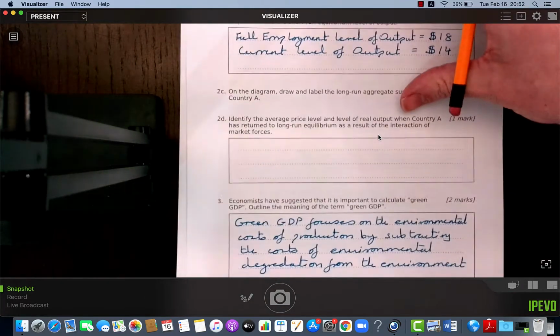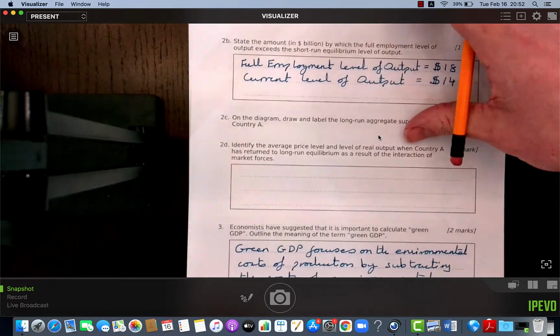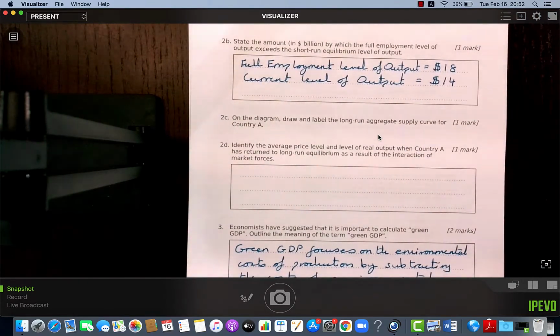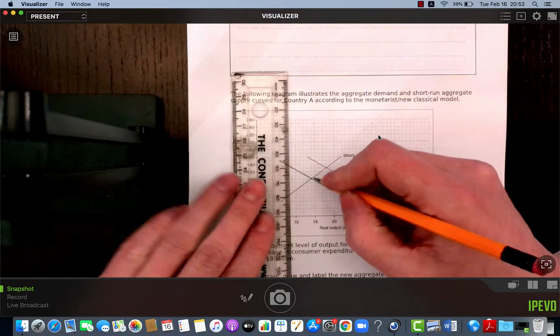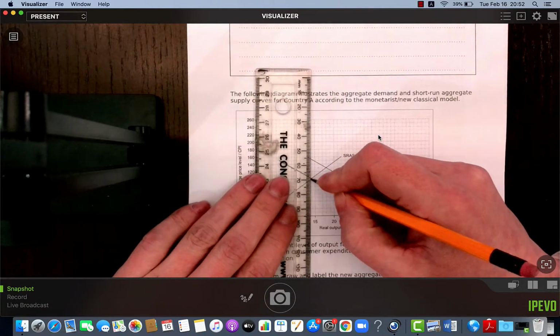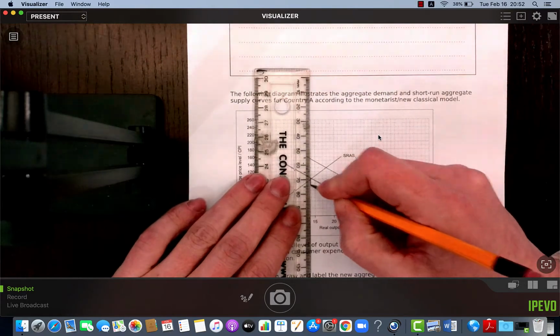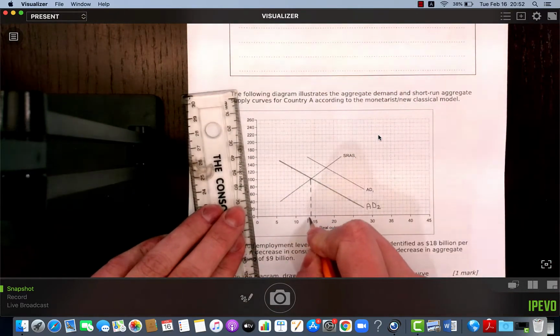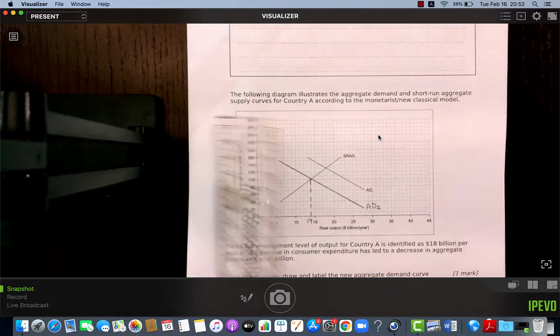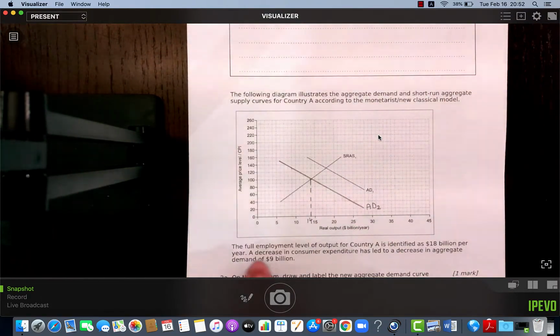Okay, so state the amount in billions by which the full employment level of output exceeds the short-run equilibrium. Right, well, what we've got here is, and I haven't drawn this in, so what's the short-run equilibrium now? Well, it's 14. I was just counting the dots there. And what's the long-run equilibrium? Well, it says the full employment level of output for country A is identified as 18 billion. And here, as you can see, we're at 14 billion.